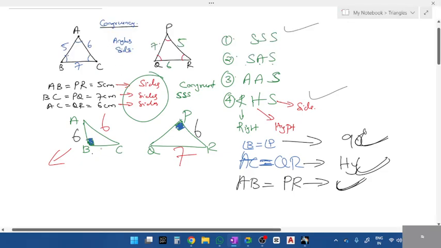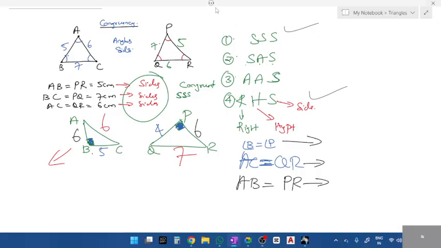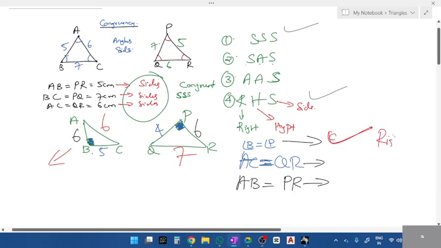I'll explain. BC I'll keep as 5 and QP I'll keep as 4. See, BC and QP doesn't matter, students. For RHS, what are the three things required? For RHS, we need a right angle, hypotenuse, and any one side should be equal, right? So the right angle is equal here. I mean, both triangles have a right angle. So the right angle is confirmed.